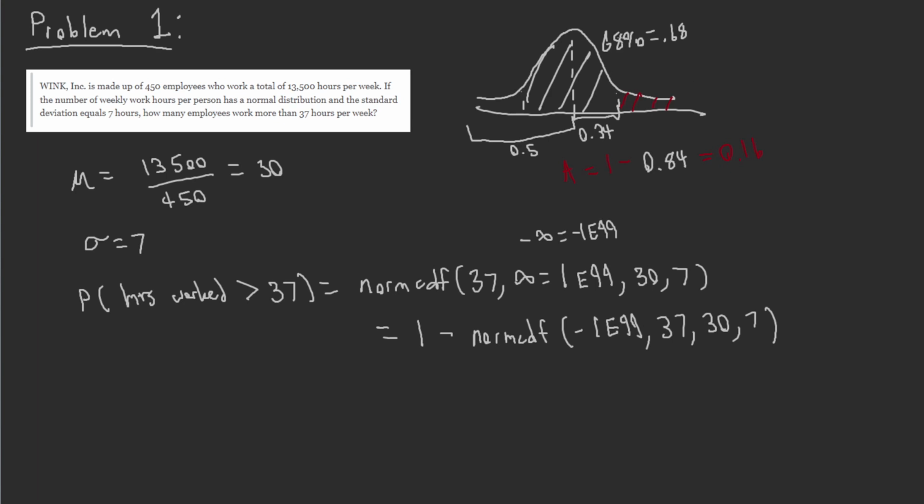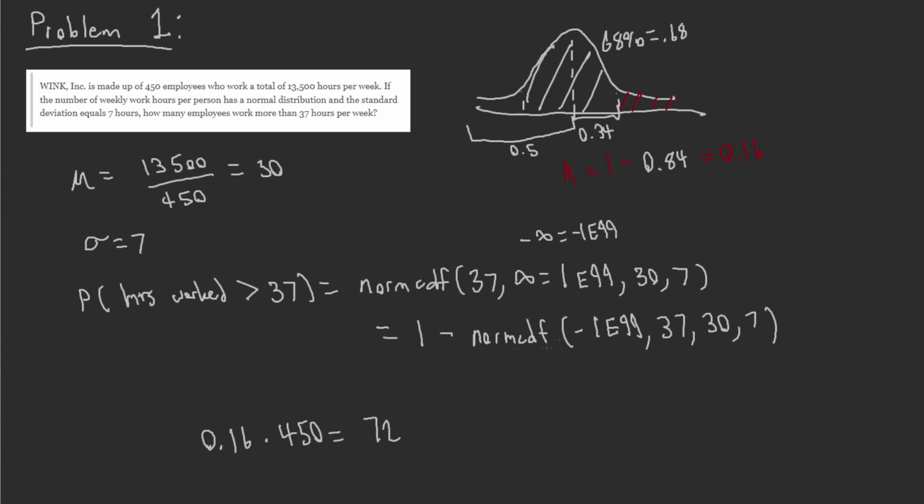And so I would argue that all of these are acceptable answers, and these two should give you exactly the same thing if you plug them into your calculator, and they should be both pretty close to 16%. And if we know that roughly 16% of the employees work more than 37 hours per week, and we know that 450 employees work there, then we could say that roughly the amount of employees that work more than 37 hours per week would be 16% multiplied by 450, and this will give us a total of 72 employees. And so this is the approximate answer here.